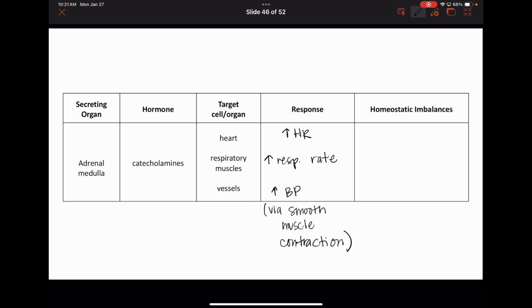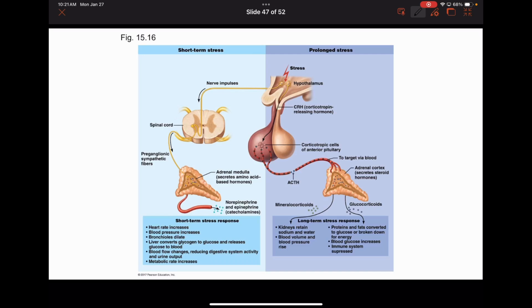Is everybody good here with epinephrine and norepinephrine? This diagram is just to show you the difference between these two. These are your fight or flight hormones. Your catecholamines and your cortisol are both for stress. But know that your catecholamines are for short-term stress. So this is your fight or flight response, for an immediate stressor. You're scared or you're embarrassed or what have you. This is your fight or flight.